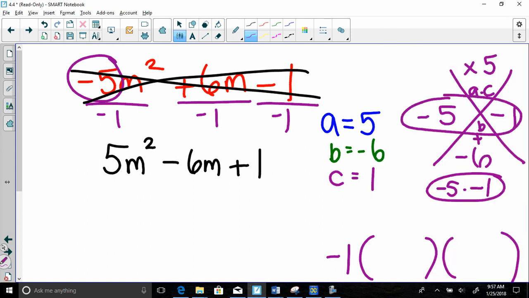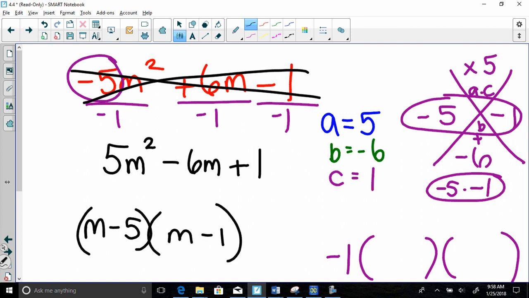Now I'm going to do it the shortcut way this time, just to save some time. So I would do m - 5 and m - 1. What's my GCF? Or what's my A? I'm sorry, 5, right? So I would take that A, because m times m would not get me that 5, and I put that 5 underneath them.